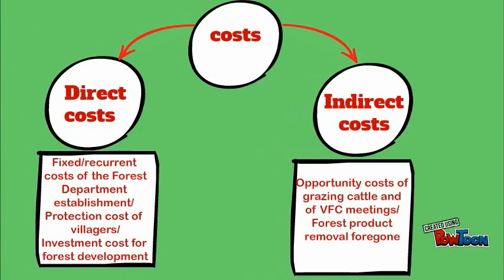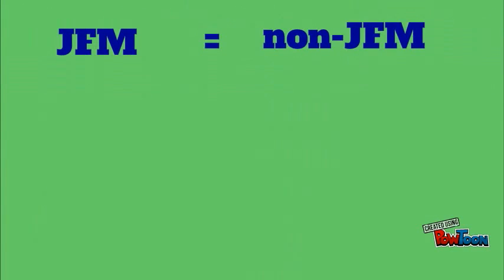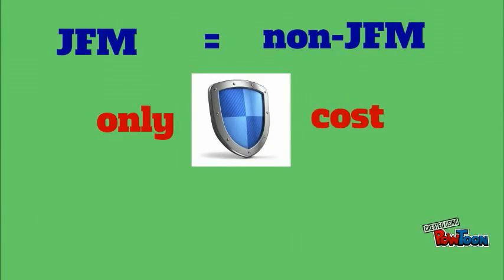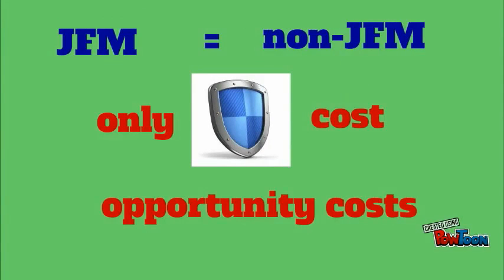These are the costs identified in the social cost benefit analysis: direct costs as well as indirect costs. However, forest department establishment was the same for joint forest management and non-joint forest management, so only protection cost was considered. Opportunity costs were also not taken into account because they were difficult to measure.